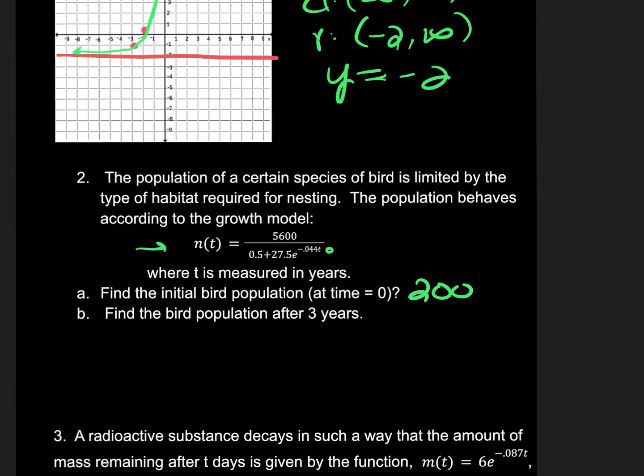So after 3 years, I'm just going to put the 3 into that exponent right there. And I'm going to tell you what I'm punching in, even though I can't really show you on the video. So I'm doing 5,600 divided by, open parentheses, 0.5 plus 27.5 e, I'll always open another parentheses, -0.044 times 3, close that parentheses, close the big parentheses, hit enter, and I'm getting 227 birds. We're not going to round animals. It's kind of weird to do that. So whatever the integer part of your answer is, that's what we'll go with.